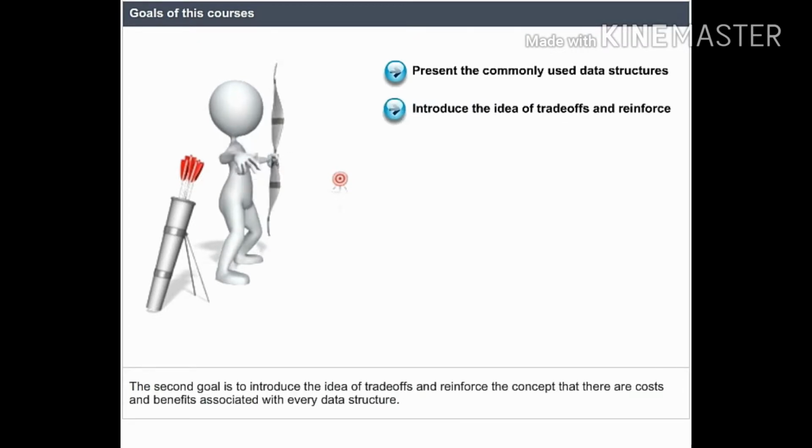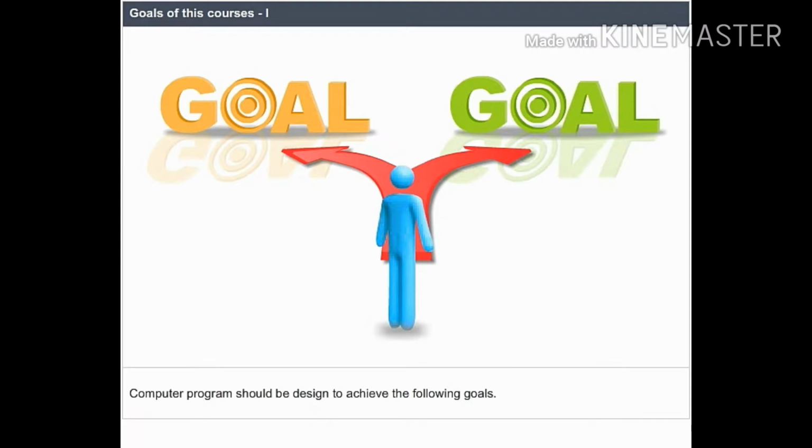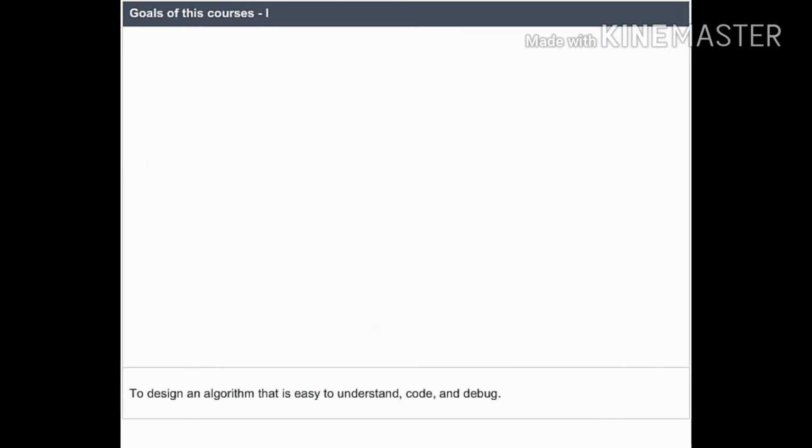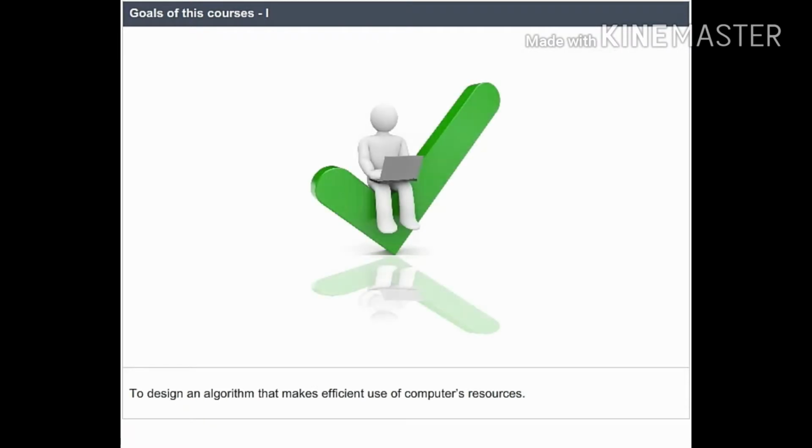The second goal is to introduce the idea of trade-offs and reinforce the concept that there are costs and benefits associated with every data structure. The third goal is to teach how to measure the effectiveness of a data structure or algorithm. Computer programs should be designed to achieve the following goals: to design an algorithm that is easy to understand, code and debug, and to design an algorithm that makes efficient use of computers' resources.